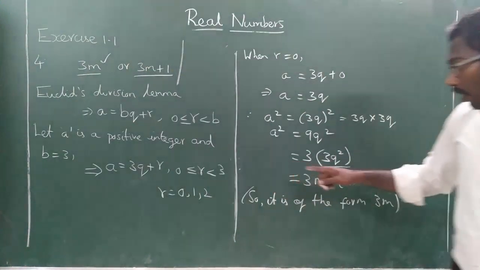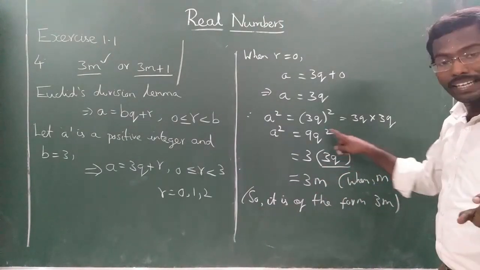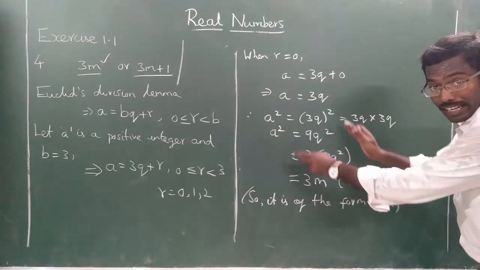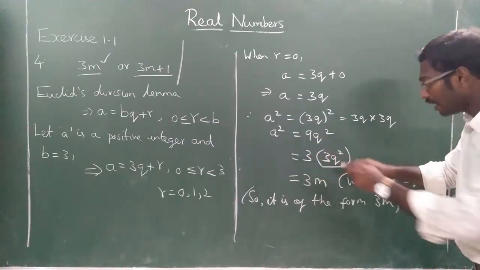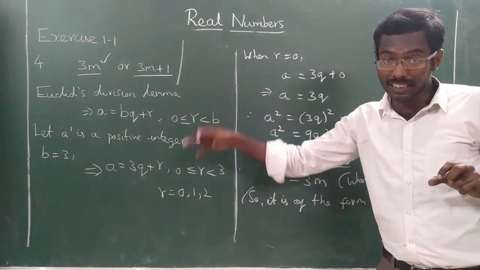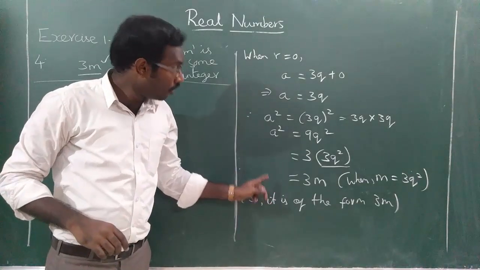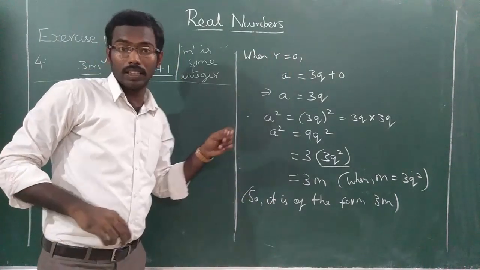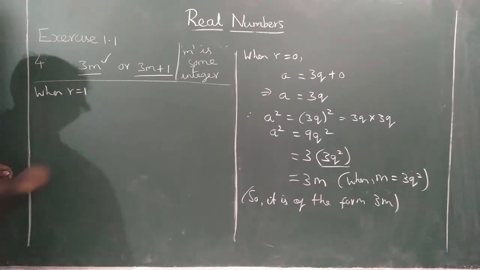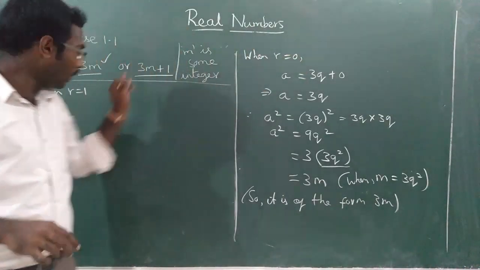Here simply you have to take the 3 outside and the remaining term can be taken as m. The remaining term is the term in the product, that is a. Now we will apply r is equal to 1 and r is equal to 2 and try to do the same. Children, first we applied r is equal to 0. r has 3 values 0, 1, 2. First r is equal to 0, now r is equal to 1.